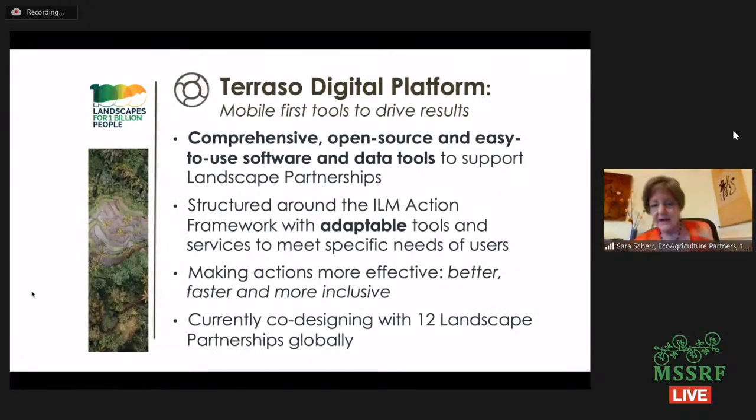The second component is what we call Terrazzo. It's a digital software platform which starts with mobile phones that people can use and all have access to, and it's providing comprehensive, open-source, easy-to-use software and tools. And the whole system's being structured around the action plan, a framework with adaptable tools, aiming to help local landscape partnerships work better, faster, and be more inclusive. We're currently co-designing this with about 12 landscape partnerships globally.